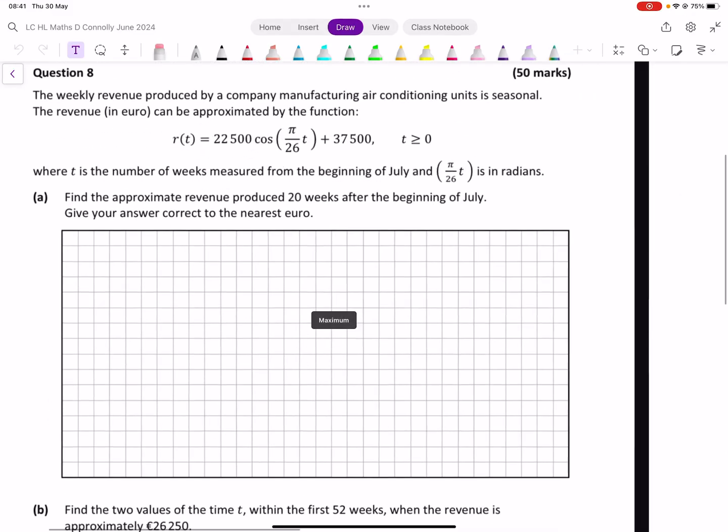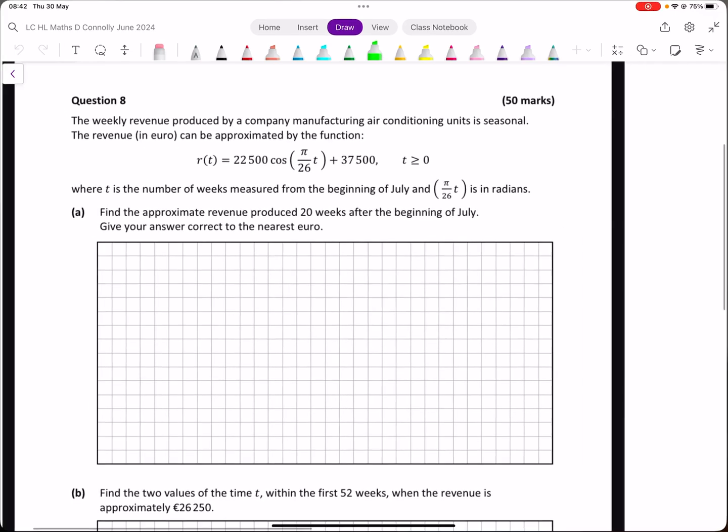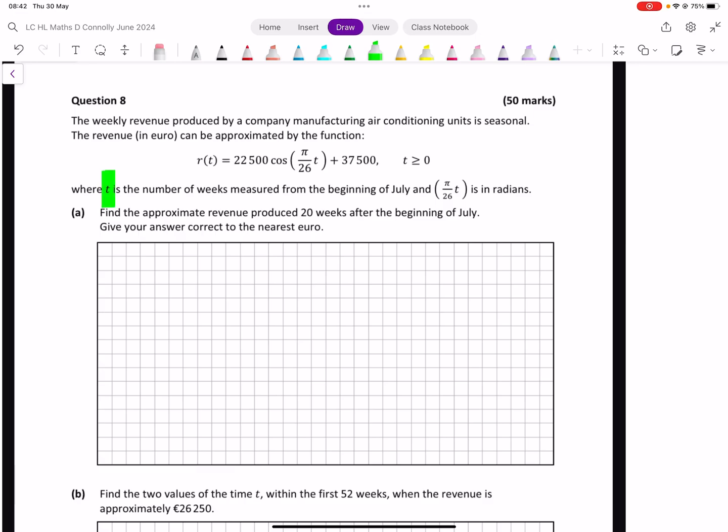The weekly revenue produced by a company manufacturing air conditioning units is seasonal. The revenue in euro can be approximated by this function, where t is the number of weeks measured from the beginning of July, and that's in radians. Find the approximate revenue produced 20 weeks after the beginning of July.